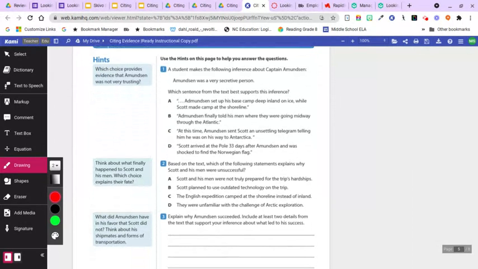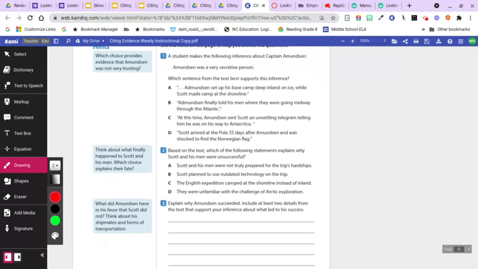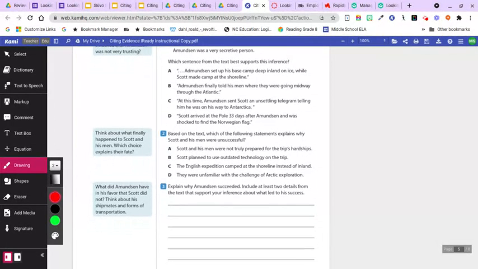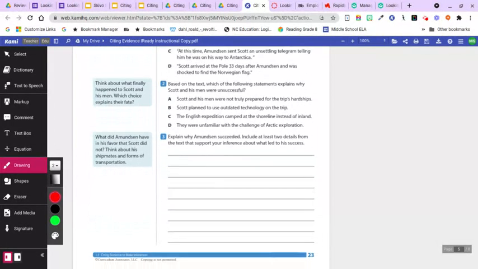So then there's a question, and there are hints. Which choice provides evidence that Amundsen was not very trusting? Think about what finally happened to Scott and his men. Which choice explains their fate? What did Amundsen have in his favor that Scott did not? So I want you to look at these questions and see if you can answer them. All of this can go in your notebook. I expect to see something there about this.